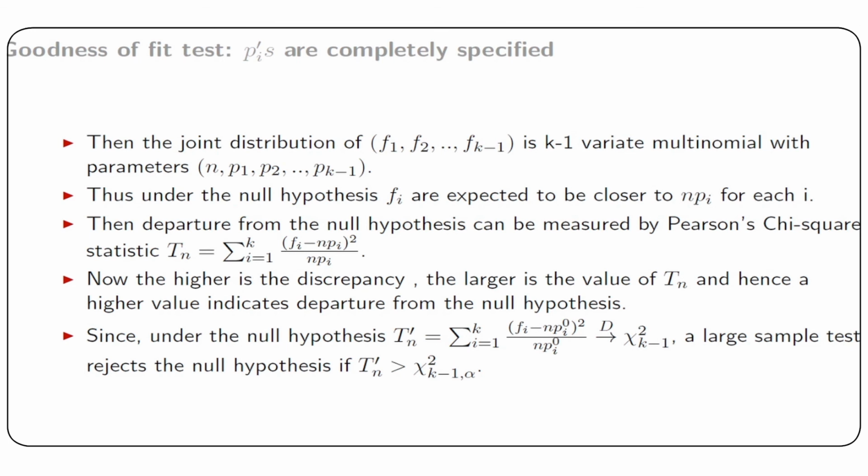Since under the null hypothesis Uk, that is summation i from 1 to k, fi minus npi naught whole square divided by npi naught, converges in distribution to a chi-square variable with k minus 1 degrees of freedom, a large sample test rejects the null hypothesis if this Uk exceeds the upper alpha percentage point of a chi-square variable with k minus 1 degrees of freedom.